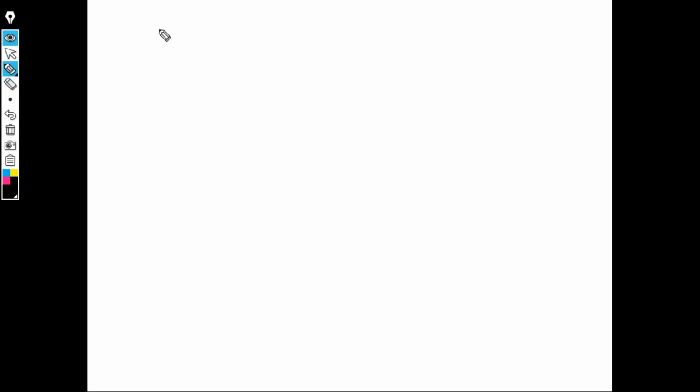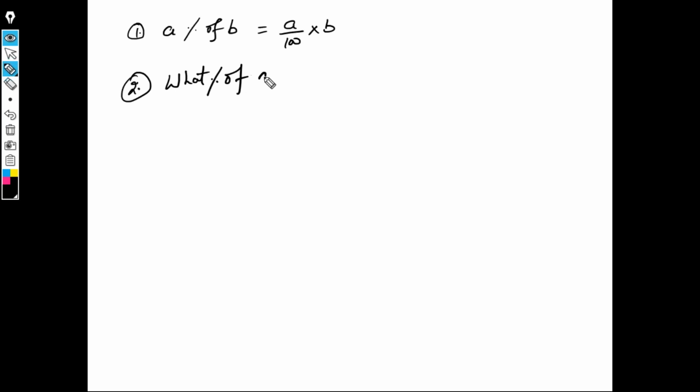So the very basic question which we are usually asked in case of percentage is when we have to solve a percent of b. So in this case, the calculation is a upon 100 into b. The other calculation required is when we have to find what percent of a is b. So when we are going to compute what percent of a is b, the required calculation will be b upon a into 100.